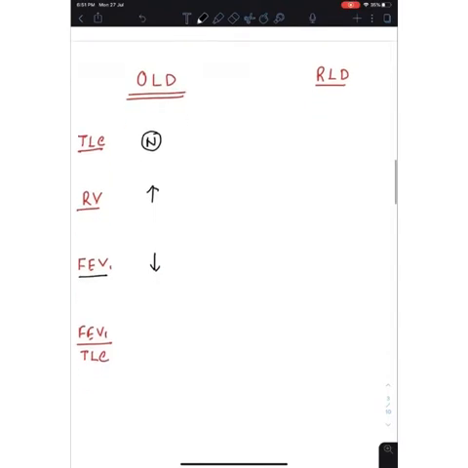Now this ratio, FEV1 by TLC, someone says FVC, but I will keep it simple, FEV1 by TLC, you can see it will decrease because FEV1 decreased, TLC normal, so it will get decreased. Get it?